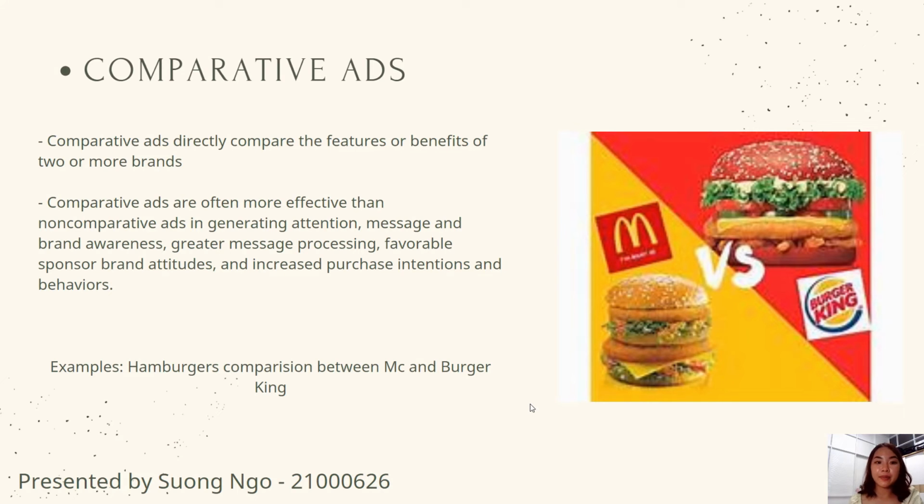Comparative ads directly compare the features or benefits between two or more brands, and comparative ads are often more effective than non-comparative ads in generating attention, message, and brand awareness. Better message processing, favorable sponsor brand attitudes, and increased purchase intentions and behaviors. You can see the examples of Burger King and McDonald's between the size of the hamburgers and the meat inside.